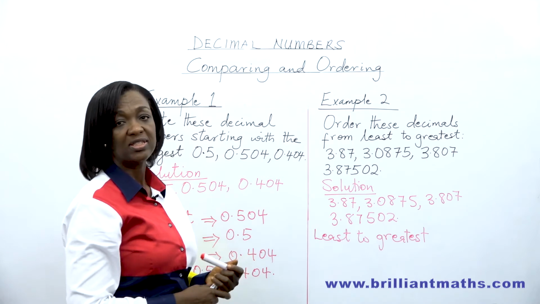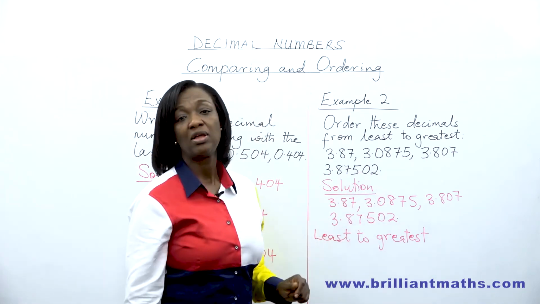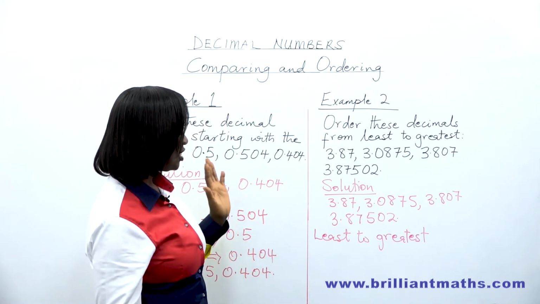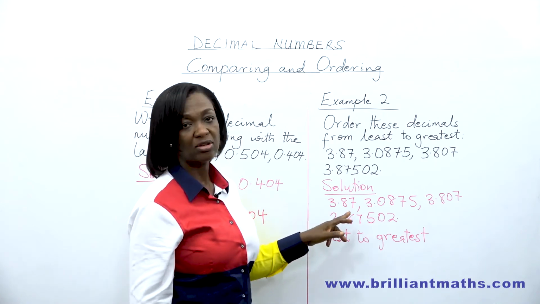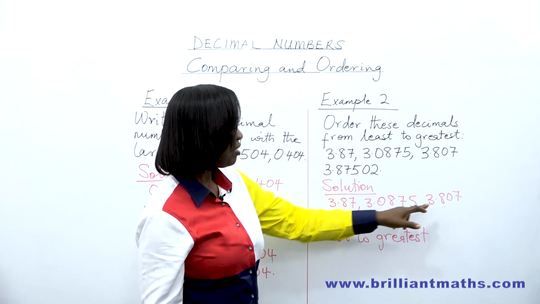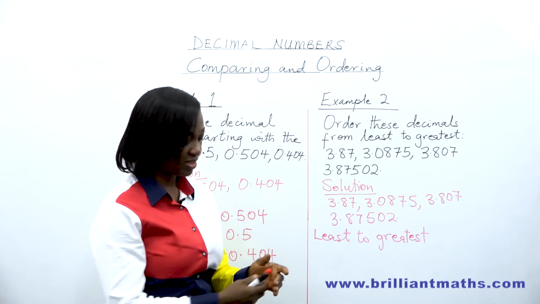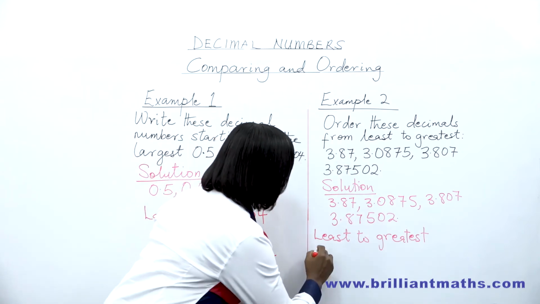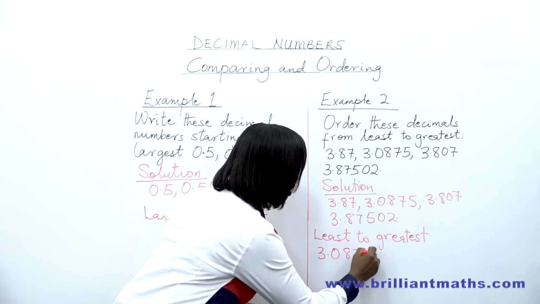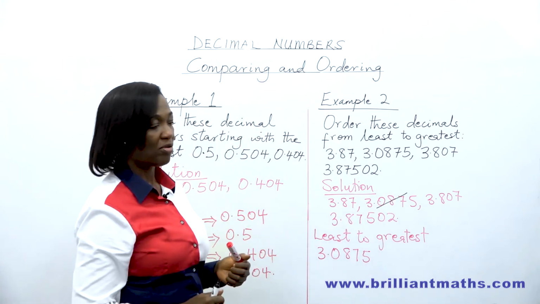Let's see which one is the smallest. All of them start with 3 in the unit place. So we go to the next place value, the 10th column. The 10th column here has an 8. The 10th column here is a 0. The 10th column here is an 8, and the 10th column here is an 8. So the smallest is 3.0875. I'd like to strike that off since I have written it already.